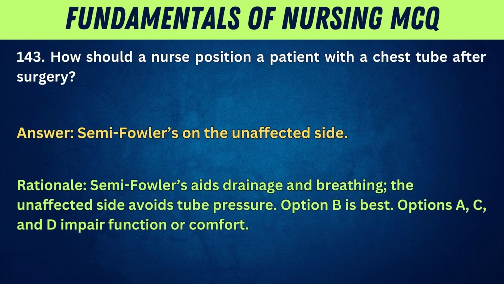Rationale. Semi-Fowler's aids drainage and breathing. The unaffected side avoids tube pressure. Option B is best. Options A, C, and D impair function or comfort.